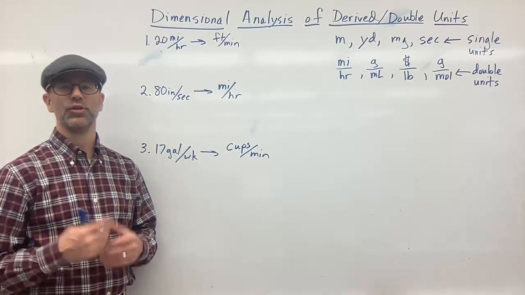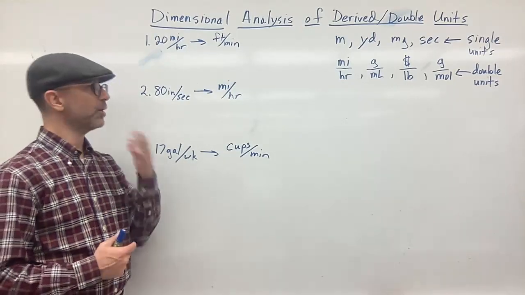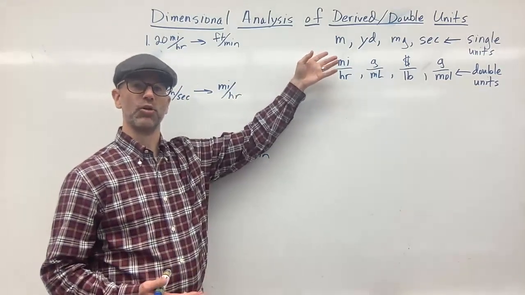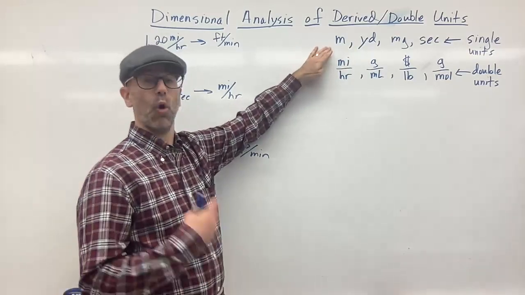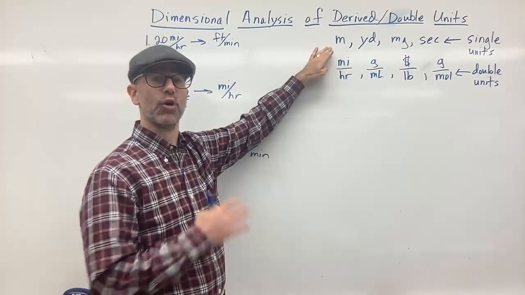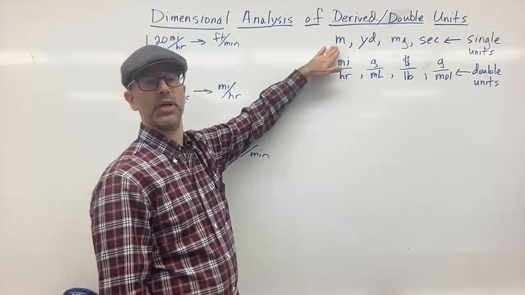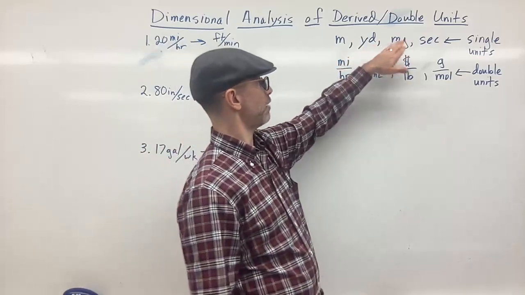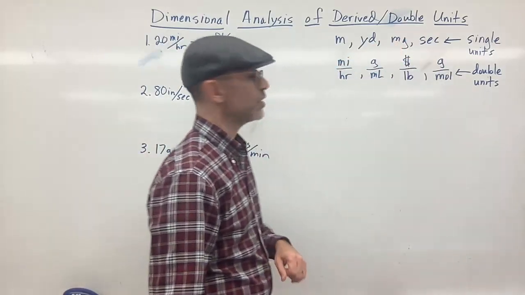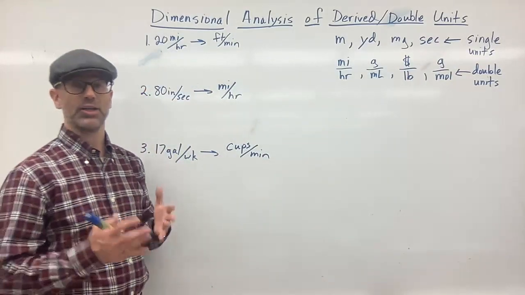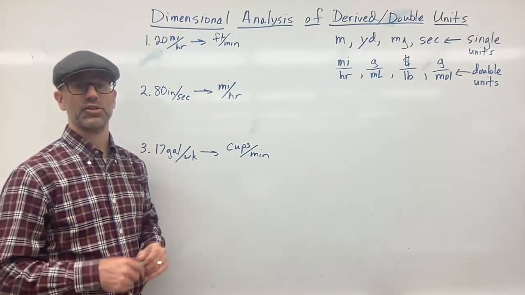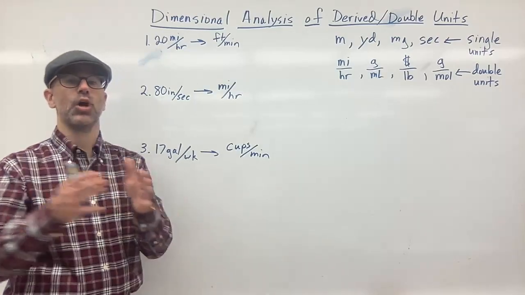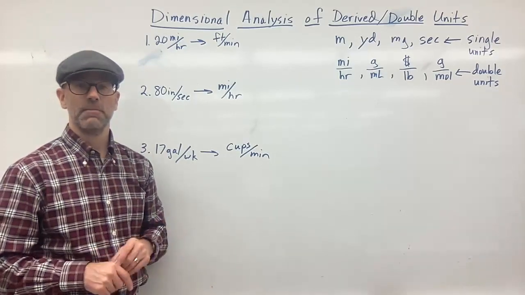What are derived units or double units? Well, we need to compare that to what are called single units. So here are some examples of single units. This is where you only have one unit that you are converting from and into. Here we have meters, yards, milligrams, and seconds. Whenever you're doing a conversion factor problem, or what is also called dimensional analysis, you are converting from one single unit to another single unit, and that's it.